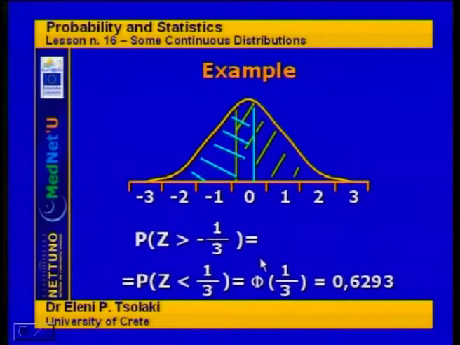Looking at tables, we can find the number that corresponds to the cumulative distribution function at point a third, and we have that the probability of z greater than minus a third is 0.6293.